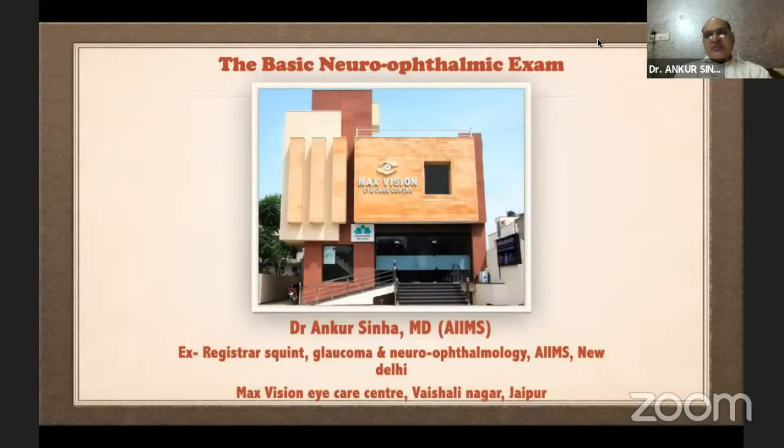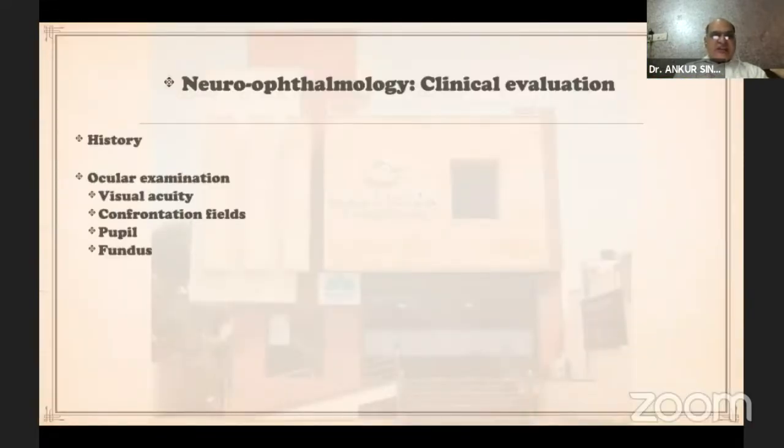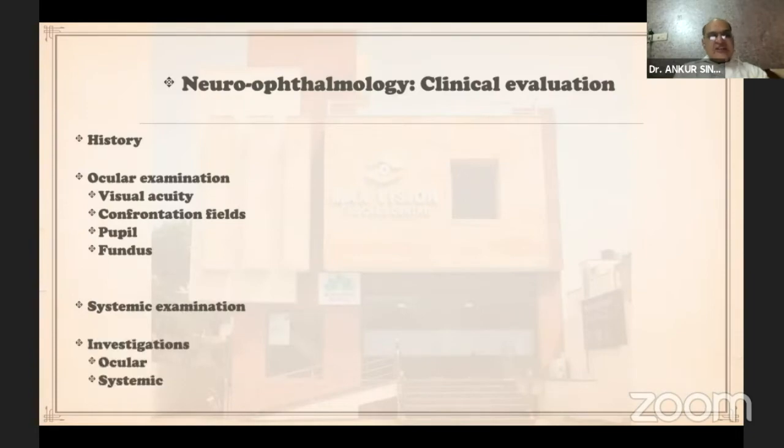I'll be talking in brief about basic neuro-ophthalmic examination and how to start it. The clinical evaluation in neuro-ophthalmology starts with history taking. Then we move on to the ocular examination, which includes visual acuity, confrontation fields, pupil, fundus, systemic examination, and then investigations, typically the ocular and the systemic.